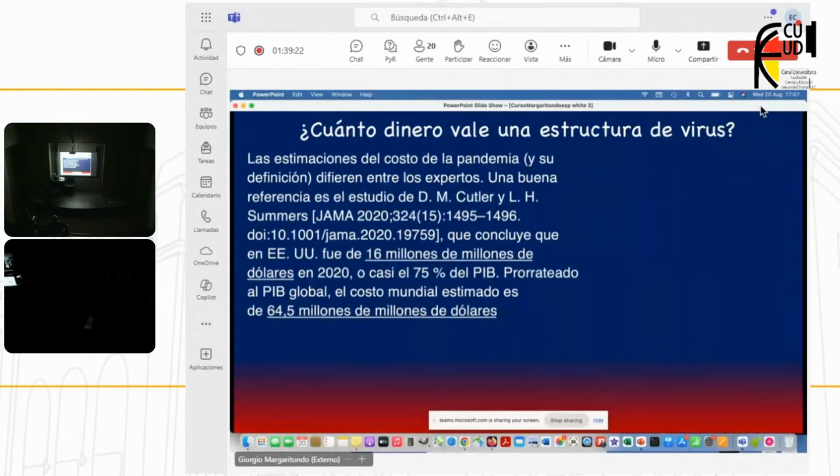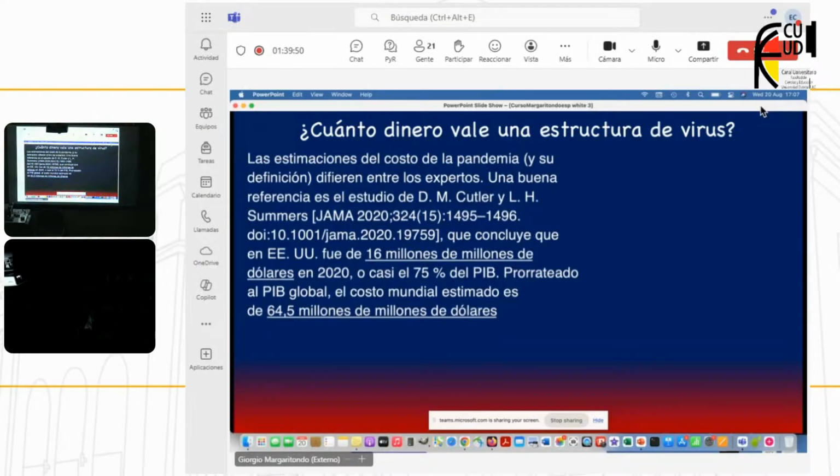Now, first of all, there is this provocative question. How much in cash is the structure of a virus worth? Well, it's difficult to answer because in order to understand really what the impact is, you must find out what was the cost of the pandemic. And there, even giving a definition is not completely easy.